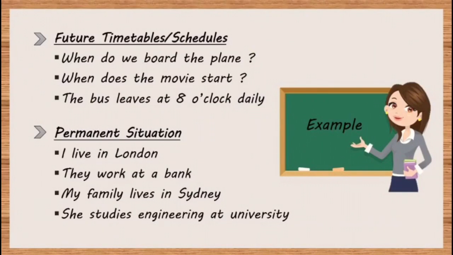Next is permanent situation. We use the simple present tense to describe situations that are more or less permanent. For example, I live in London. They work at a bank. My family lives in Sydney. She studies engineering at university.